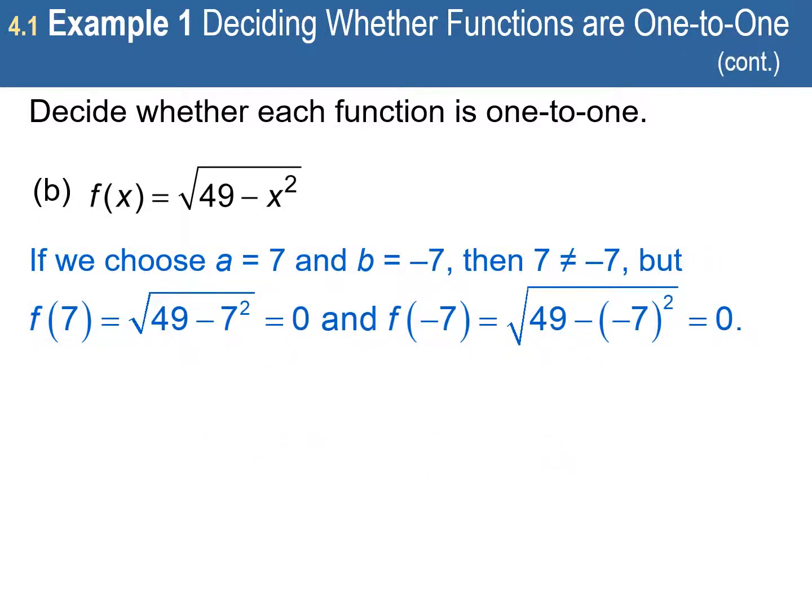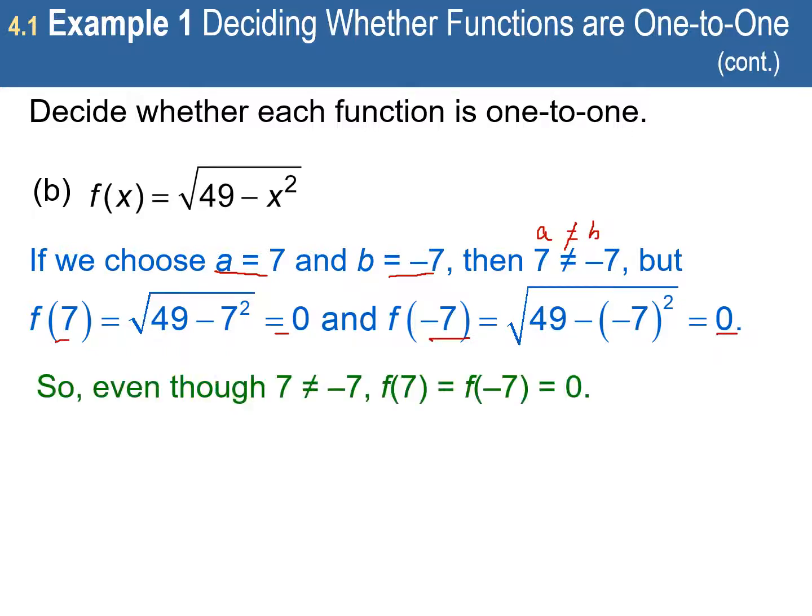Let's decide whether this function is 1 to 1. f of x is the square root of 49 minus x squared. Well, let's pick a equals 7 and b equals negative 7, so that a does not equal b. But when I put 7 in, I get 0, and when I put negative 7 in, I also get 0.